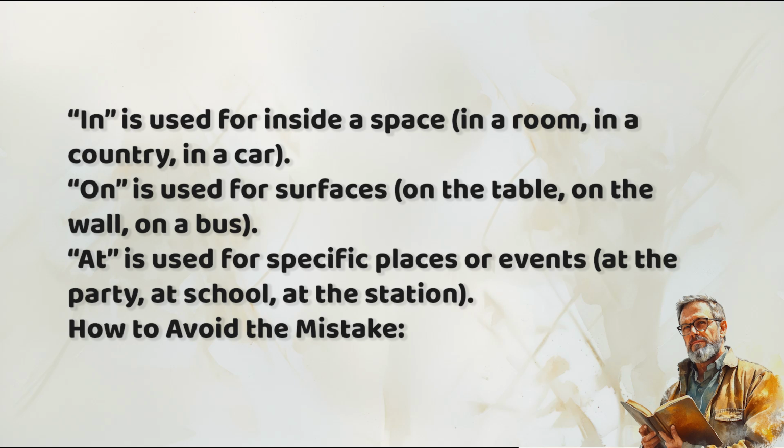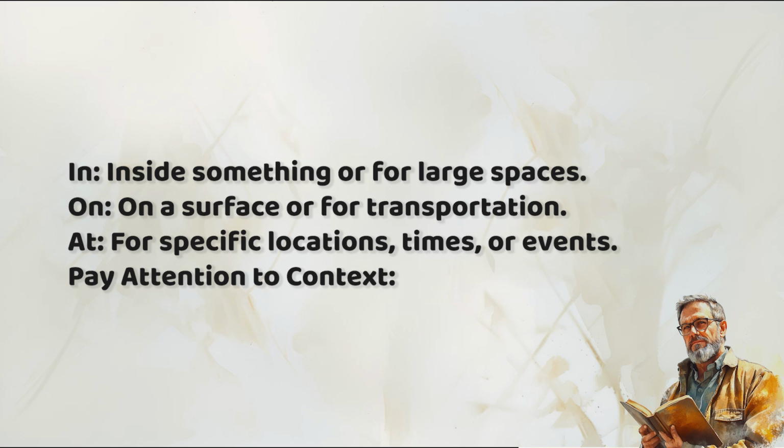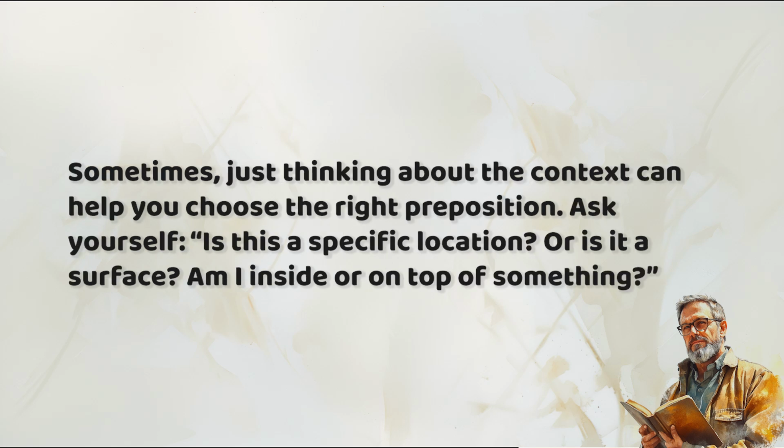How to avoid the mistake. Learn the rules of each preposition. In: inside something or for large spaces. On: a surface or for transportation. At: for specific locations, times, or events. Pay attention to context. Sometimes, just thinking about the context can help you choose the right preposition. Ask yourself, is this a specific location? Or is it a surface? Am I inside or on top of something?